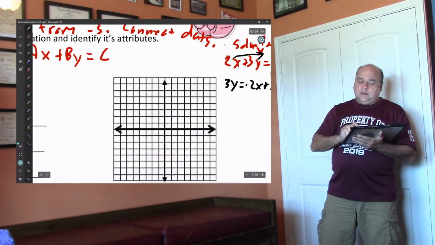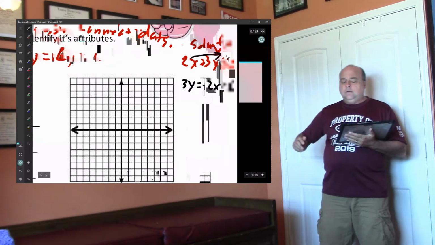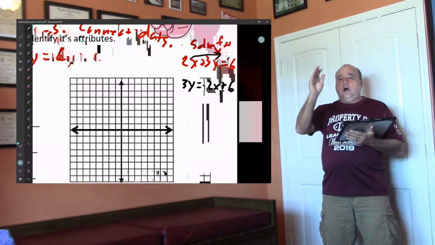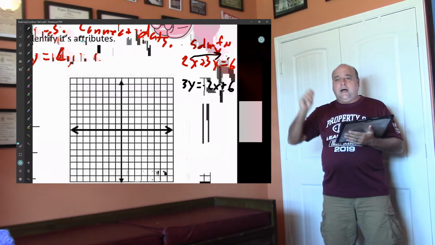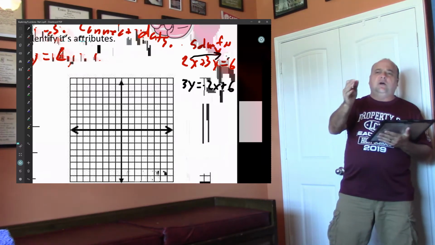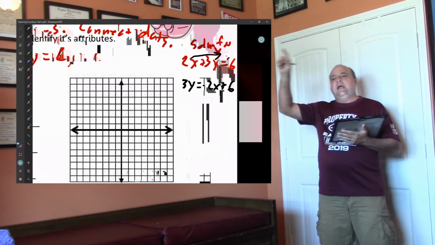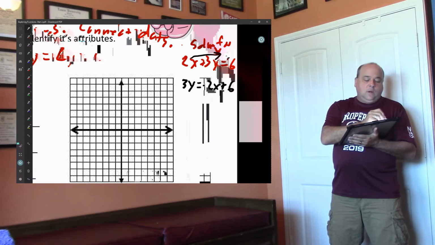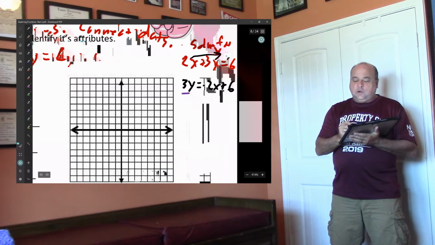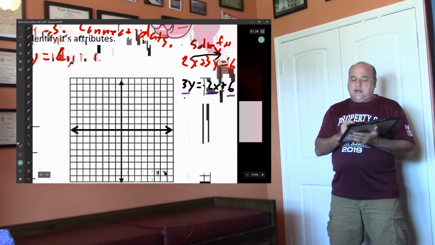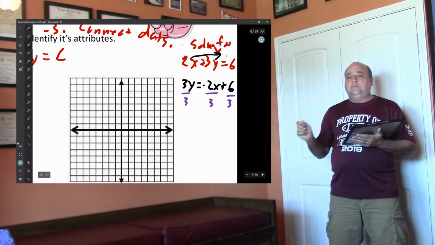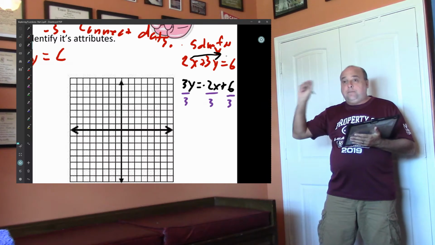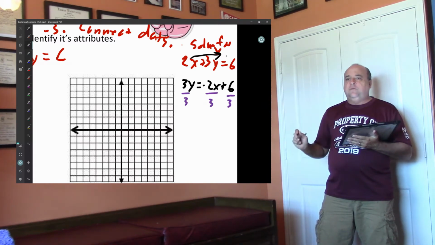I'm going to zoom in on this. Wait a minute for the screen to catch up. We're going to solve every equation today for y. That's huge. You've got to be able to solve these for y. So we move the x term to the right and then divide by the coefficient of y. The coefficient of y is 3, so I'm going to draw 3 fraction bars and divide by 3 each time.